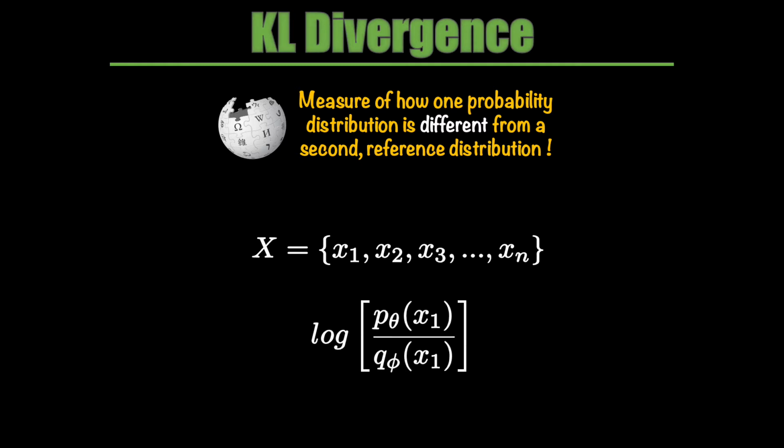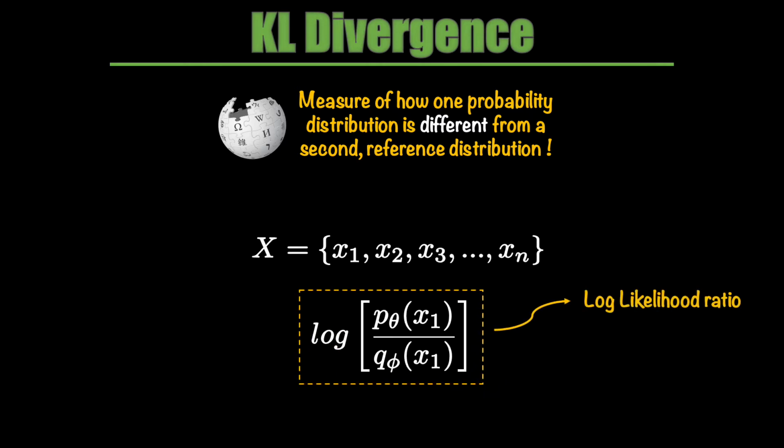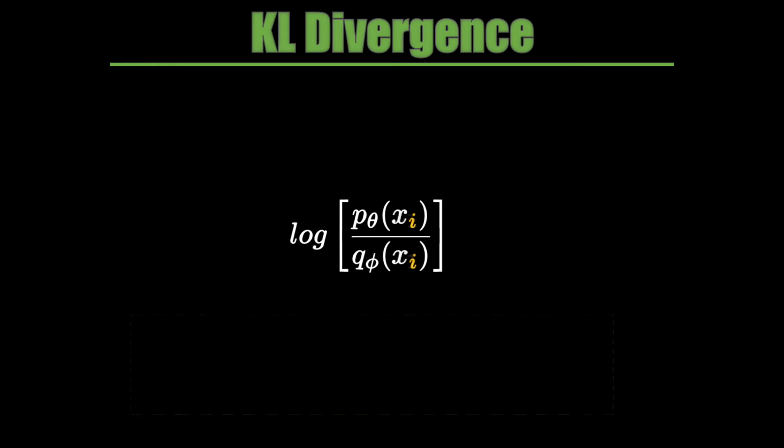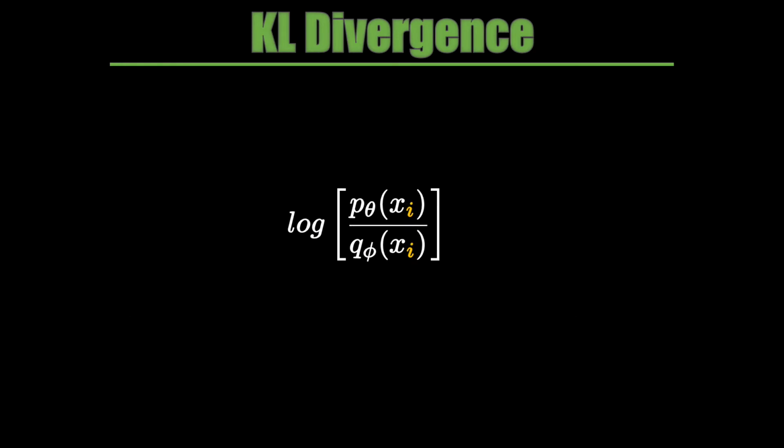That said, this is another way to represent our subtraction when we have logs, that is using a fraction. This fraction is called likelihood ratio. And the entire entity, including the log, is therefore called log likelihood ratio. Here I have removed x1 and I have generalized it by using a subscript i in the ratio. Now this is fine. This gives us a measure of dissimilarity for maybe one sample from our random variable.